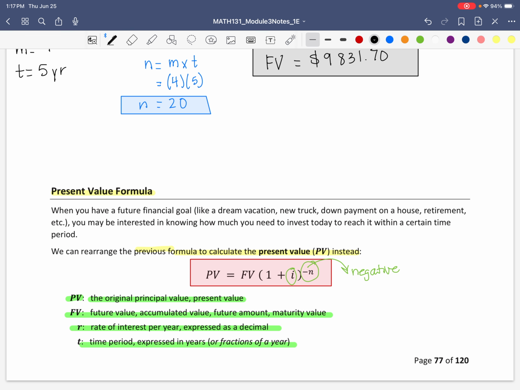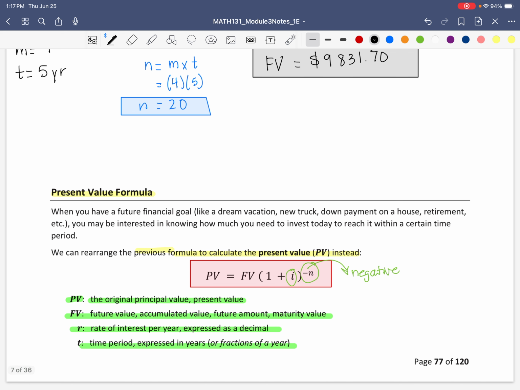Now, for some people, they don't like that negative exponent. Understanding our exponent rules, maybe from back in 130, we can remember we could actually rewrite this same formula, but without a negative exponent. And it's the same as simply our future value divided by this 1 plus I to the power of n. So by flipping that bracket with the exponent n to the denominator, it becomes positive. So you could use either one of these formulas. They're the same. It's just different how you plug it into your calculator.